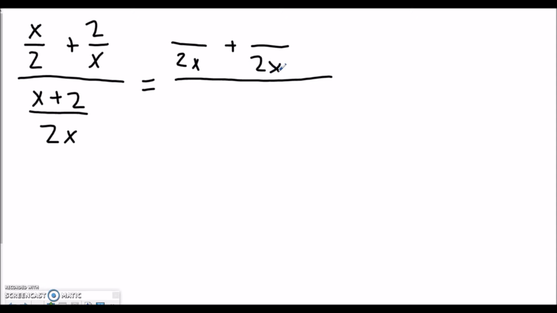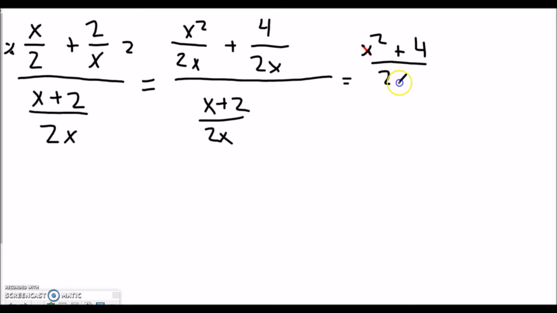How do I do that? Well, I multiply the first fraction by an x. x times x gives me x squared for a numerator. And how did I change the second fraction? Well, I multiplied it by 2. 2 times 2 is 4. And on the bottom, there's nothing to change because it's only one fraction. Add the top, that gives me x squared plus 4 over 2x. My denominator is x plus 2 over 2x.